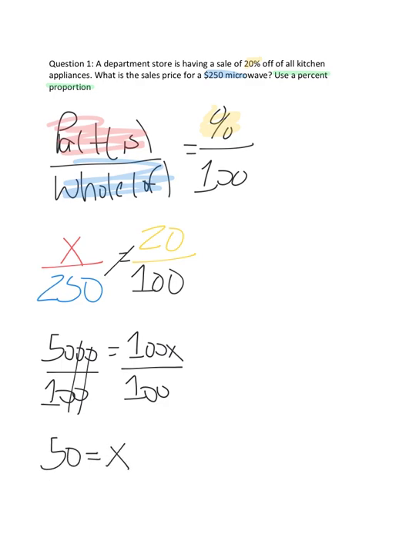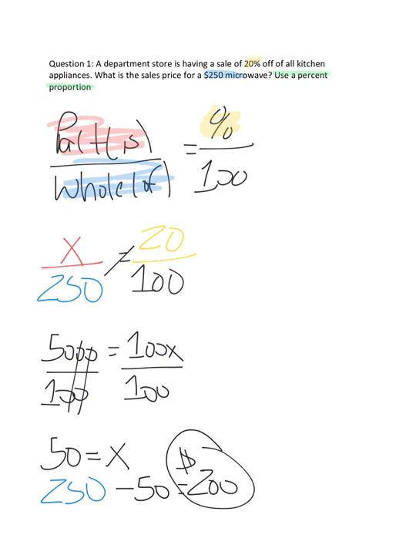Now we have to be careful. We just found out that 50 is 20% of 250. Our final answer would not be 50. We want to find the sales price. The original price was $250, and we know the discount we just found was $50. If we subtract 250 minus 50, we'd end up with 200. The sales price would be $200.